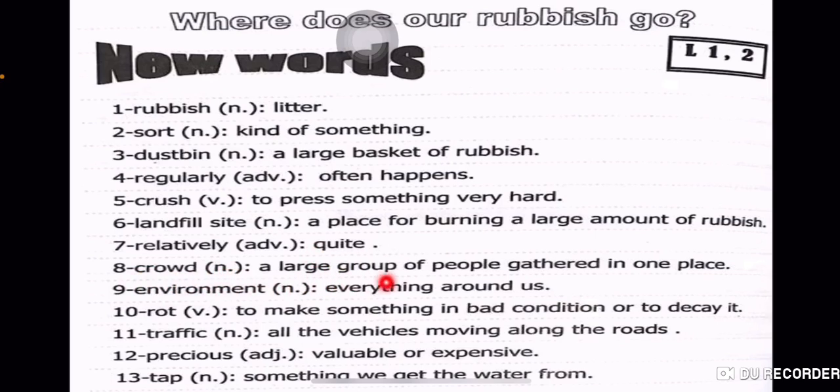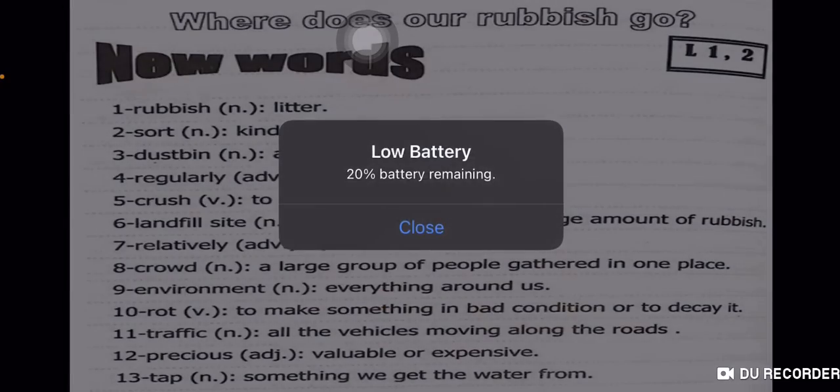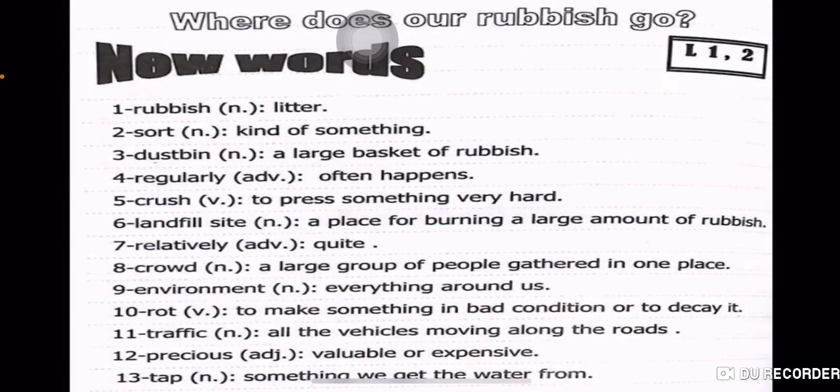Number 8. Crowd. Crowd is a noun. It means a large group of people gathered in one place. Number 9. Environment. Letter N is silent. Environment is a noun. It means everything around us.